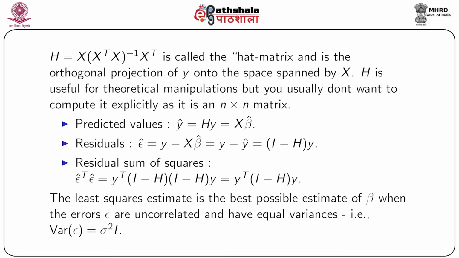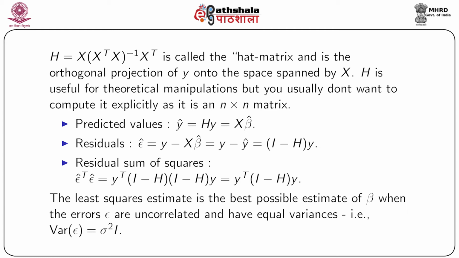The residuals can now be written in terms of the H matrix. So epsilon hat, which is the estimated residuals, equals y minus X times beta hat equals y minus y hat, which in turn can be written as (I minus H) times y, where I stands for the identity matrix, H stands for the hat matrix. So what we have done in the previous step is, in place of y hat, we have written H times y. So eventually we get the residuals in the form of (I minus H) times y.